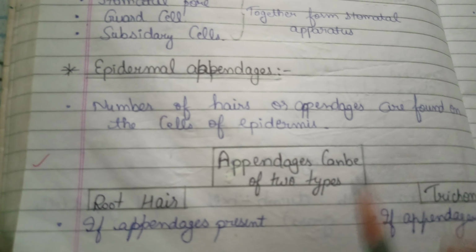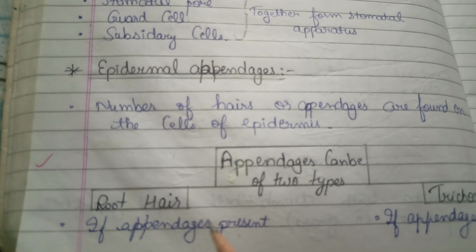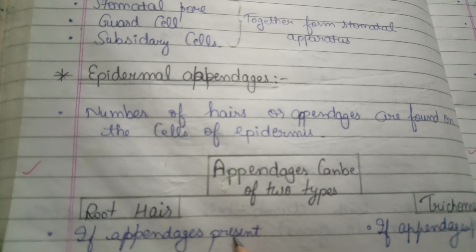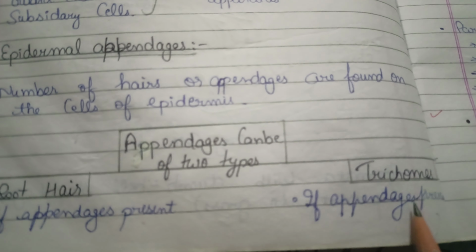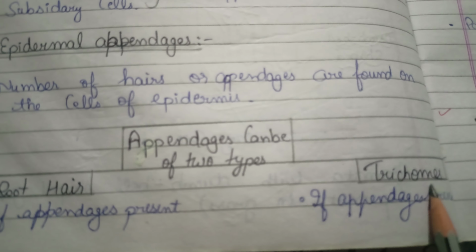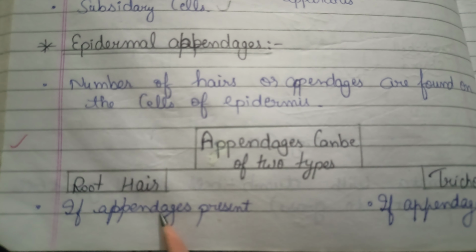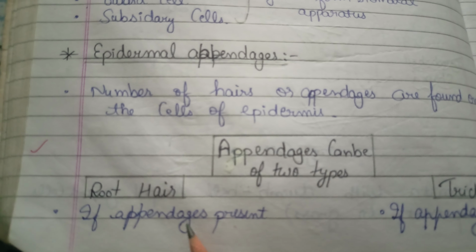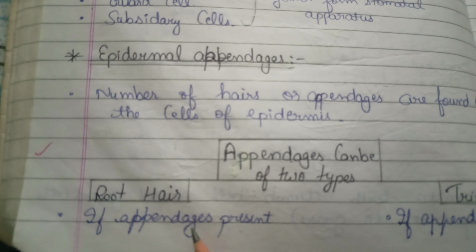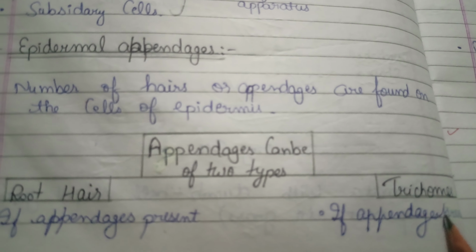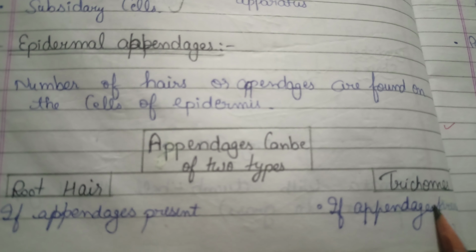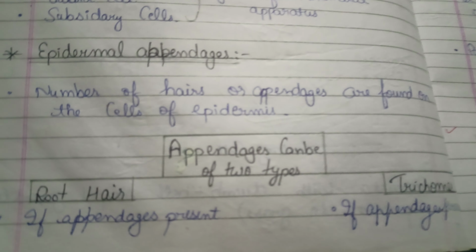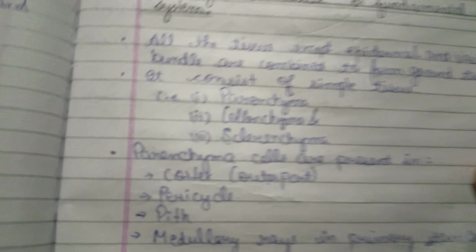They can be of two types, like I explained earlier: root hairs and trichomes. If they are present on the root, then they are called root hairs, and if they are present on the stem, they are called trichomes. The function of root hair is to increase the surface area so that maximum absorption of water and minerals can take place from the soil, and the trichome's function is to close the stomata or lenticels present on the stem and to prevent water loss, right?